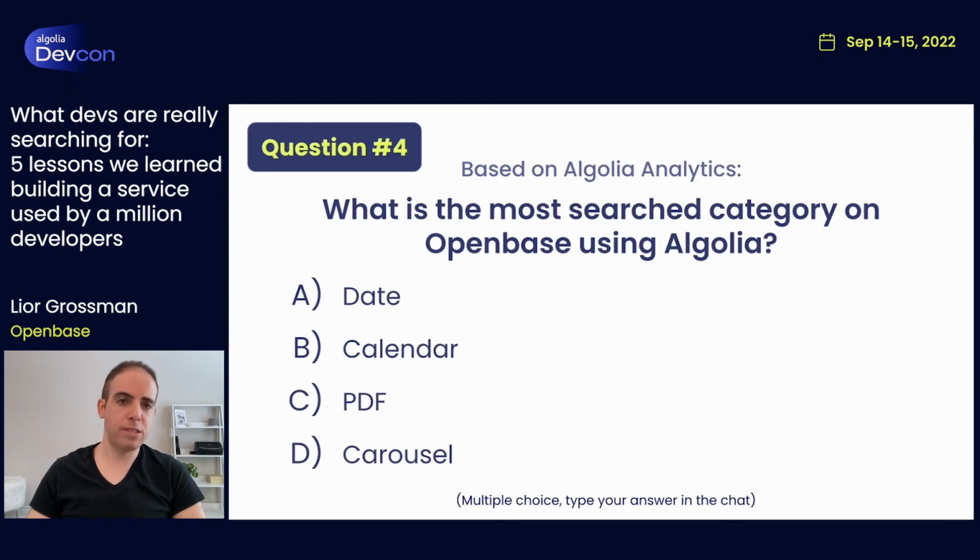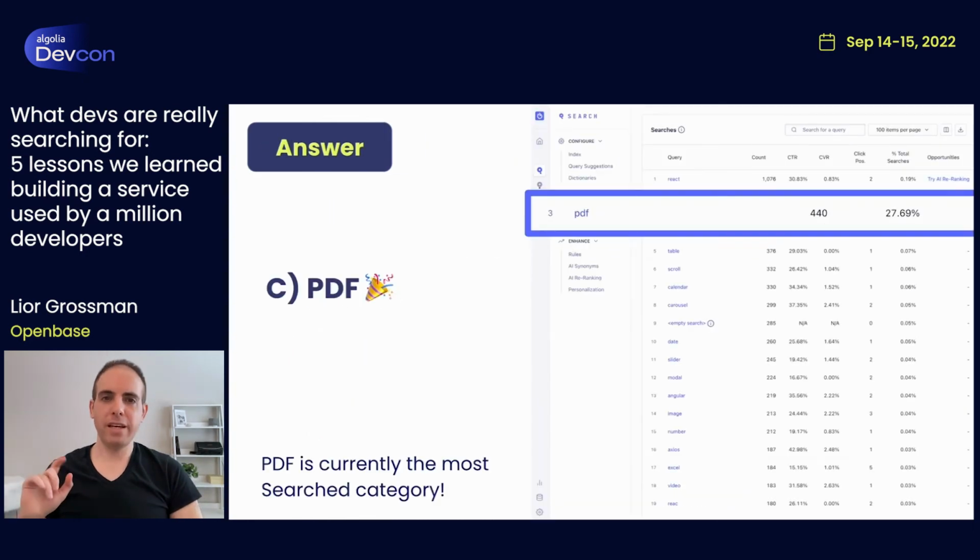All right, time is up. The answer is PDF. So apparently loads of developers are looking for PDF libraries, anything from PDF Viewer to PDF Editor to PDF Annotator. So many different tools and libraries out there for PDF. Definitely an area of interest for lots of developers.